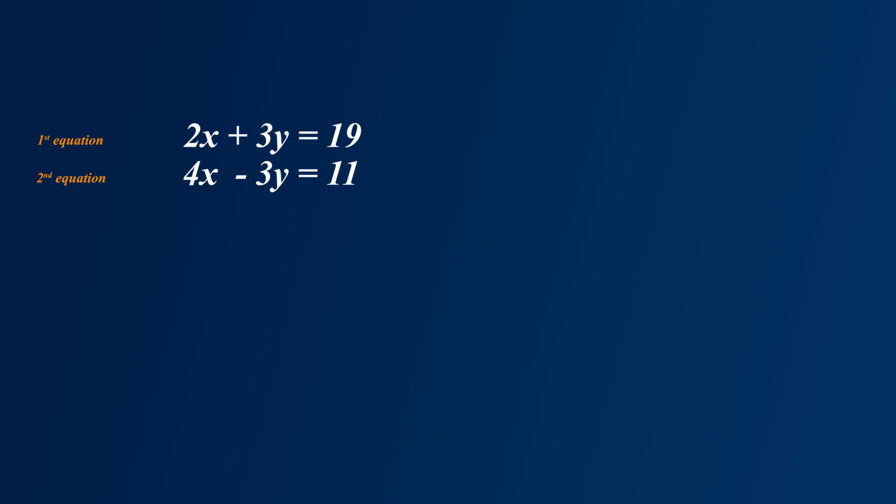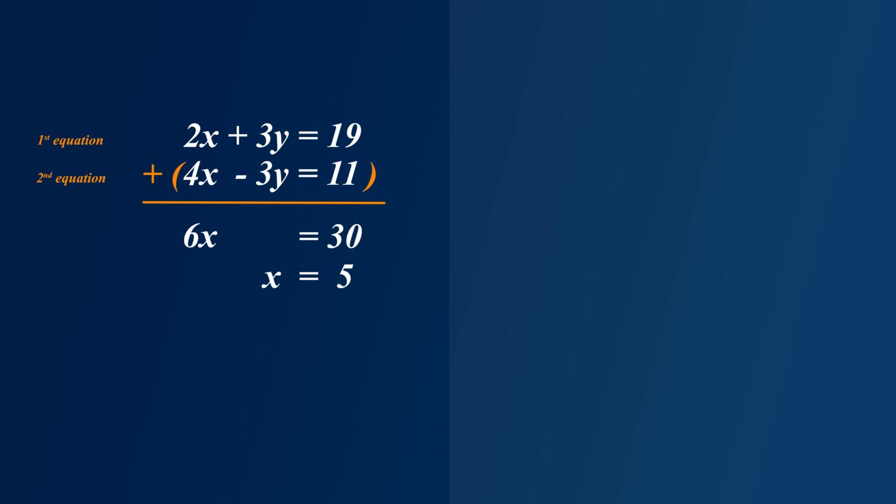These two equations look more complex, but do you see that there is a positive 3y in the first equation and a negative 3y in the second equation? If we add the equations, the y will be eliminated. 2x plus 4x is 6x. Positive 3y plus negative 3y equals 0. y is eliminated. 19 plus 11 is 30. Now we have a new equation with only one variable. 6x equals 30. If we divide by 6, x equals 5.